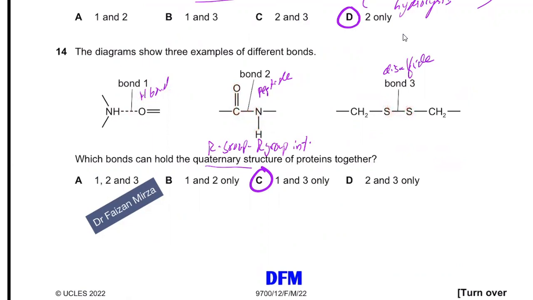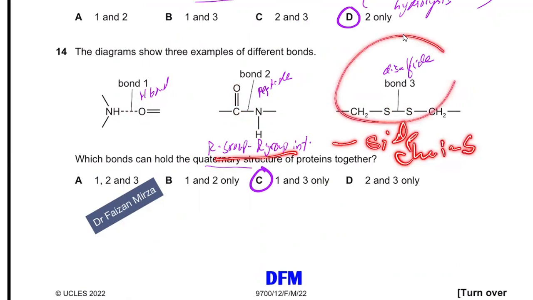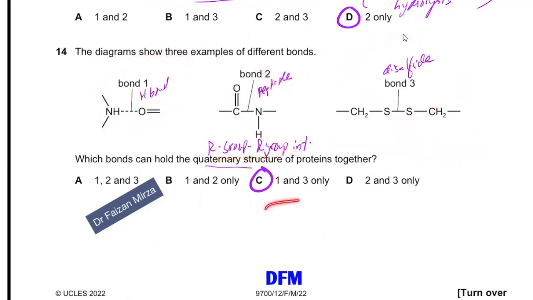We know the quaternary structure of a protein. Now they have changed the statement. This time they're asking which bonds hold the quaternary structure of a protein together. The quaternary structure is all about R group interaction, or you can say the side chains interact with one another. Now the side chain interactions occur by disulfide bonds and by hydrogen bonds; the peptide bond has got nothing to do with this. So the answer will be 1 and 3.